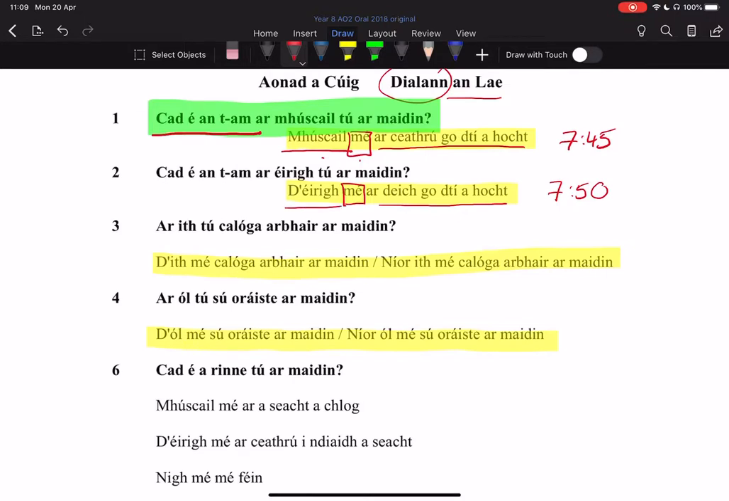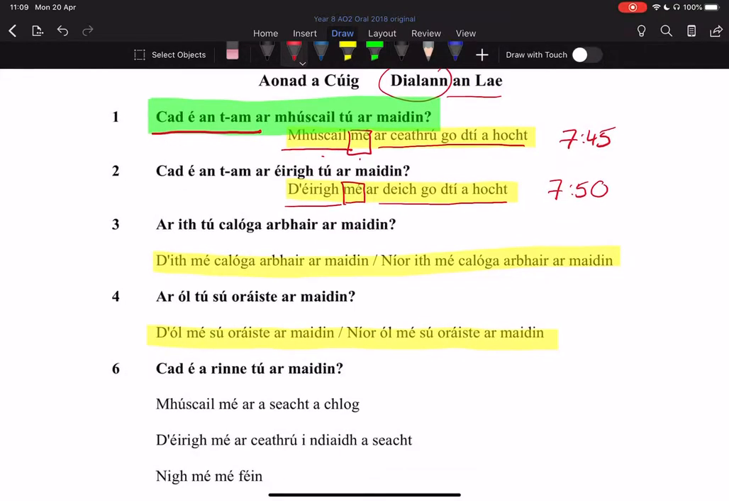Erie is the Irish for to get up or to arise. In the past tense, we have the D apostrophe in front of it. Jerry mé ar deich go dtí a hocht means I got up at ten to eight, or I arose. Notice there is no separate word for up in Irish. So if Jerry mé ar deich go dtí a hocht is the answer, you should now know the question with the same sentence structure: Cén t-am, what time did you wake up this morning?